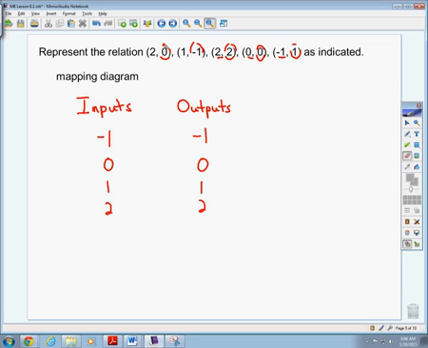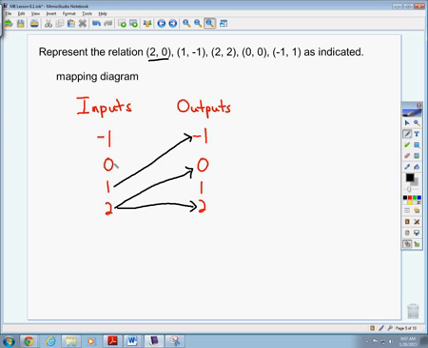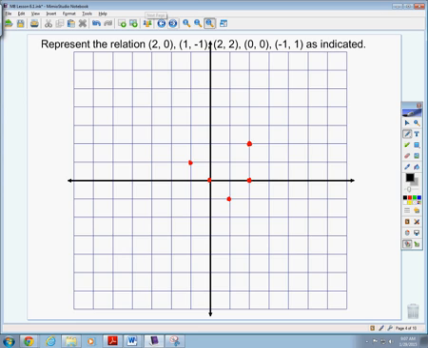So what we just did is set up all of our inputs and our outputs, and now we're going to draw arrows to represent the relation. If I look at this one right here, 2 goes to 0. My input 2 goes to my output of 0. My input of 1 goes to my output of -1. My input of 2 goes to an output of 2. 0 goes to 0. -1 goes to 1. And that's it. That's a mapping diagram. So again, just another way to represent a relation.